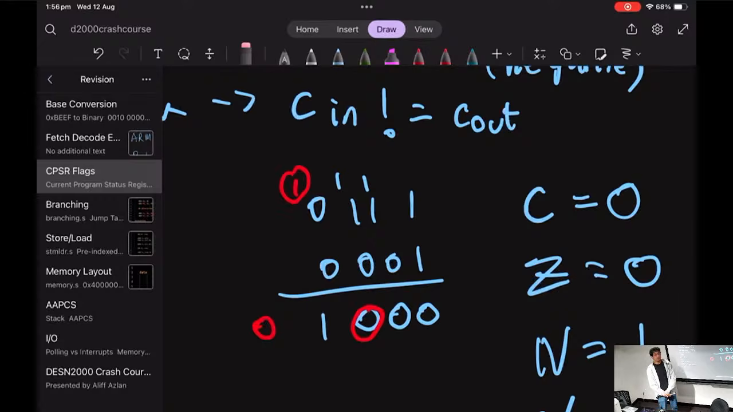Yep. So if you think about it, if you add two positive numbers together, you would expect a positive number, right? But if it ends up being negative, then it's an overflow. And same thing, if you have two negative numbers and you add them together, you would still expect a negative number. But if for some reason you end up with a positive number, then that means an overflow has occurred. Any other questions?